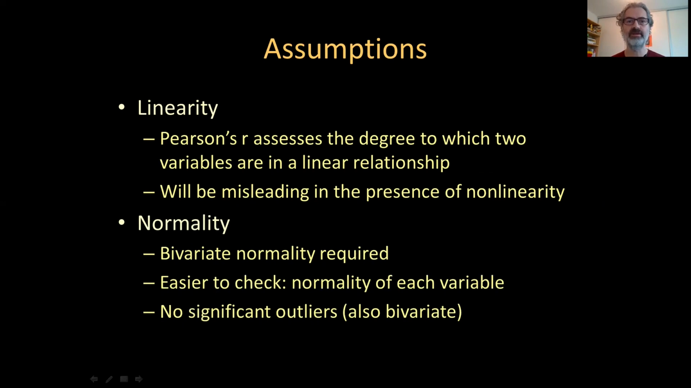Outliers are data points that are far from the rest of the distribution. And in fact, we shouldn't have either univariate outliers, that is, outliers that are far from the distribution on one of the variables, or bivariate outliers. So we shouldn't even have outliers that are far from the joint distribution. Let's see how that looks in a scatter plot.